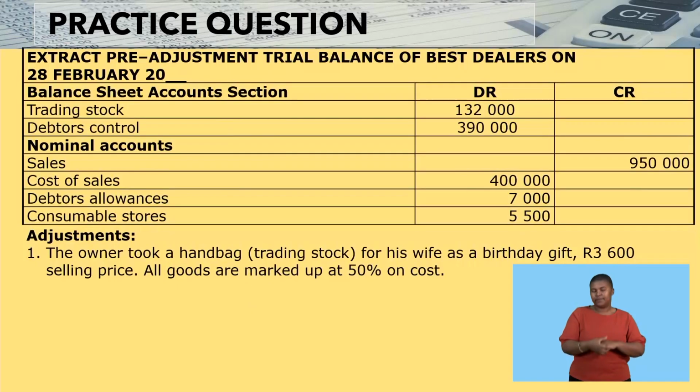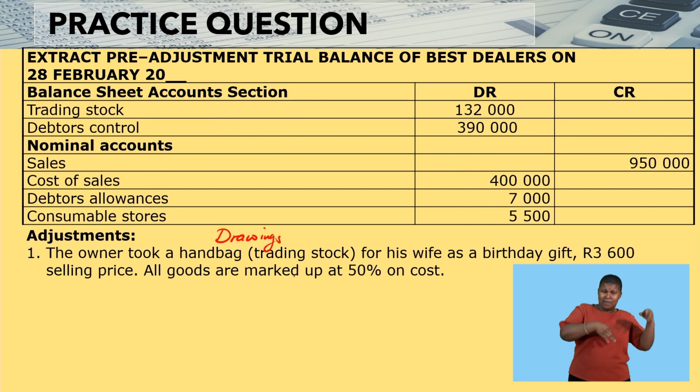Let's now read adjustment number 1, and it reads: the owner took a handbag, trading stock, for his wife as a birthday gift. 3,600 was the selling price. All goods are marked up at 50% on cost. So the moment the owner takes goods, we call that drawings.